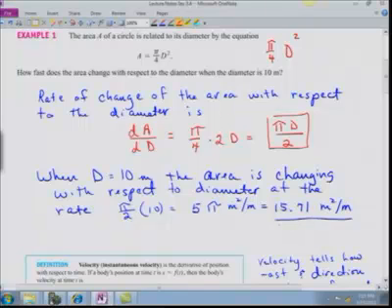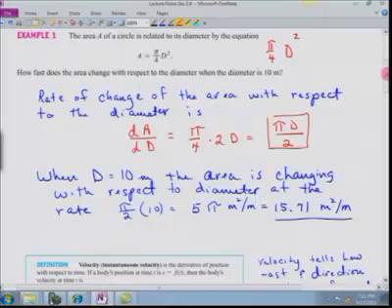The whole point of that little example was to say, okay, we got to take the derivative of the area, and it's just a formula, A equals, that's got some numbers and a variable. Do it just like we've been doing. Does that make sense?